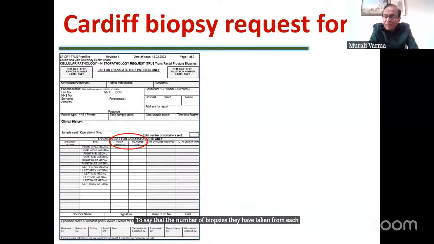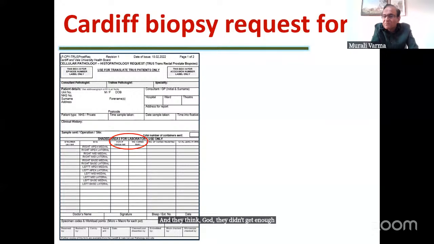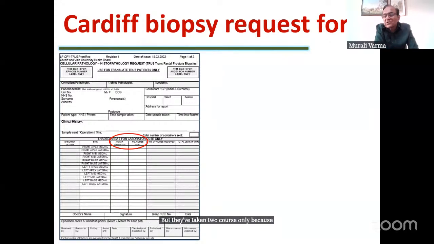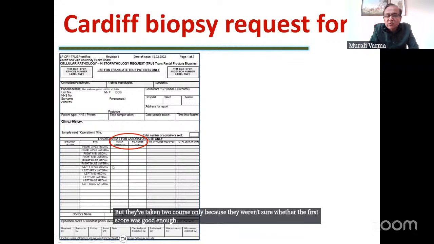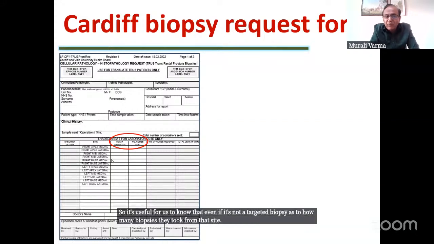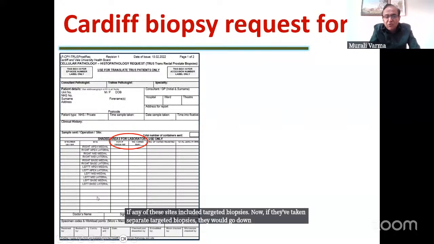Sometimes what happens is they take 1 core from the right apex, and they think, God, they didn't get enough there, or it wasn't a proper biopsy, and they take another biopsy. They're not targeting it, but they've taken 2 cores only because they weren't sure whether the first core was good enough. So it's useful for us to know how many biopsies they took from that site, even if it's not a targeted biopsy. And then we ask them to tick if any of these sites included targeted biopsies. Now, if they've taken separate targeted biopsies, they would go down at the bottom in a separate row.